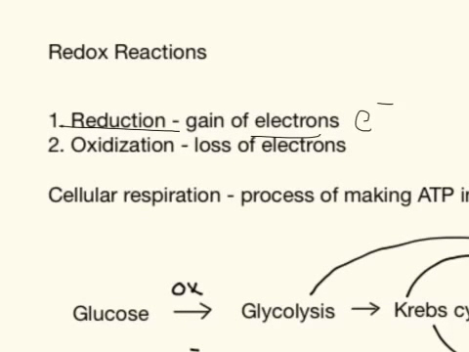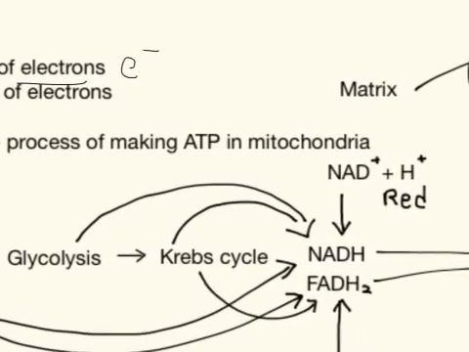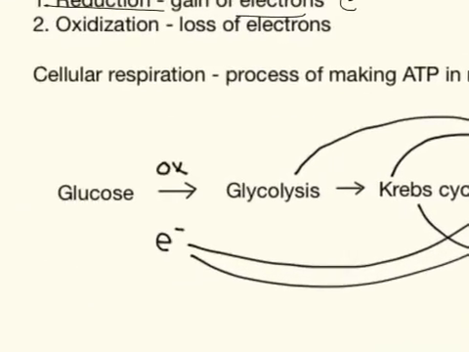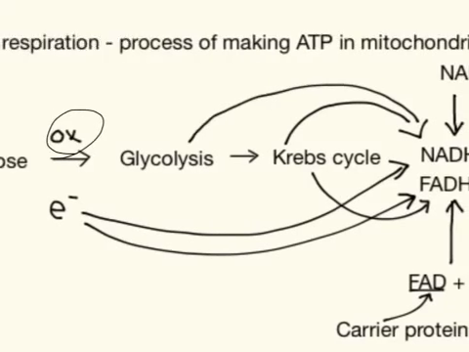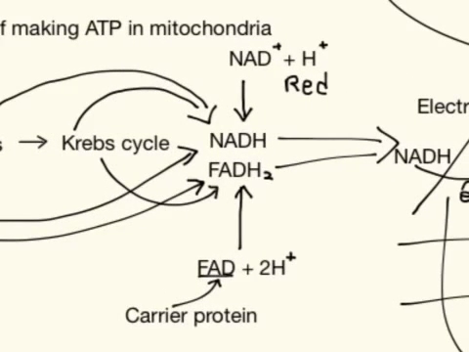Now, that's great to know, but what does it have to do with cellular respiration? Well, cellular respiration is a process of making ATP in mitochondria. To make ATP in mitochondria, we first start off with glucose. Through an oxidation process, we break apart the glucose. And then through glycolysis and the Krebs cycle, through a reduction process, we create NADH and FADH2.